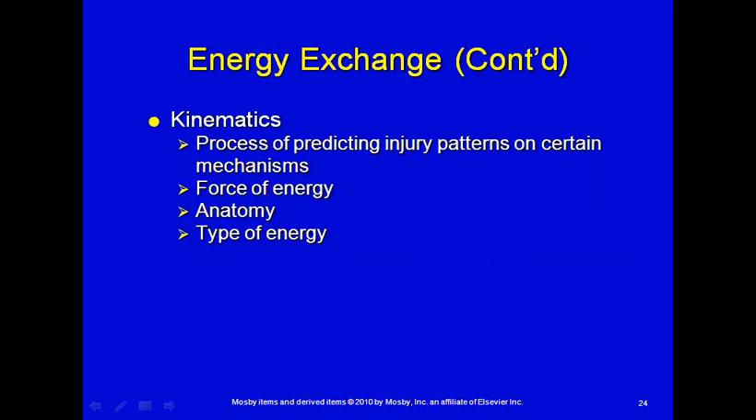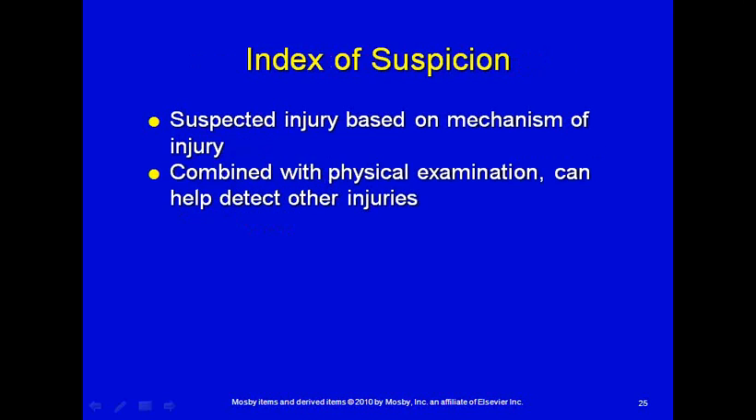Kinematics is the process of predicting injury patterns based on the mechanism of injury. It requires you to understand the force of the energy applied, the anatomy it was applied to, and the type of energy that you're dealing with. Kinematics should give you a high degree of suspicion that the patient may have suffered a time-critical injury. But by itself, it is no reason to call a trauma alert or get everybody all worked up or get a helicopter in the air just because a person has sustained a particular type of injury.